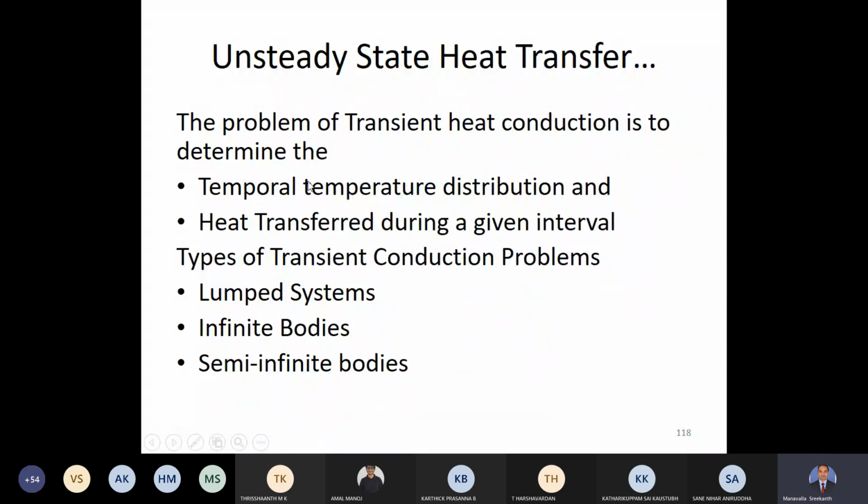Temporal means something related to time. So it is the time dependent temperature distribution. At a given time, say t equal to 10 seconds, there can be a certain temperature distribution. At t equal to 20 seconds, the temperature distribution can change. And remember, the temperature distribution is now changing both with respect to time and space.